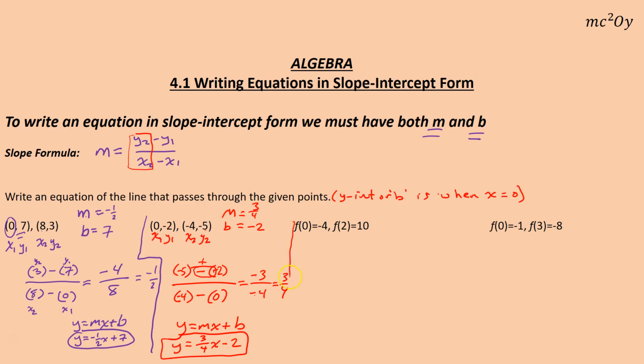Okay. The next one here is a little different. It has it in the form of f of 0 equals negative 4. So f of something equals something. So I'm going to show just a really quick review here.